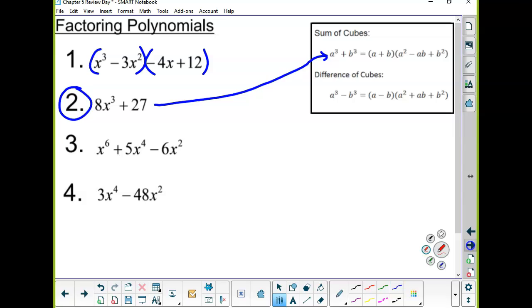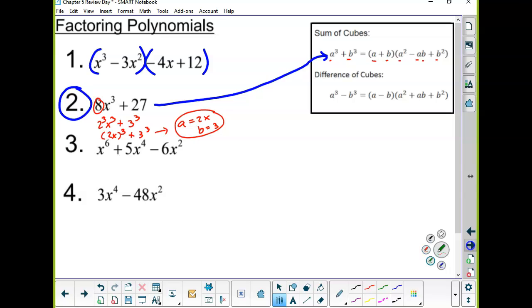Okay? The only trick with this one is we would have to think of how 8 is written differently and how 27 can be written differently. And then we would rewrite, instead of 2 to the third and 3 to the third, we can say (2x) to the third plus 3 to the third. And now, this is in the form where the a value is 2x and the b is 3, and then you plug them right into their pattern. So that's usually the one that students kind of forget about.